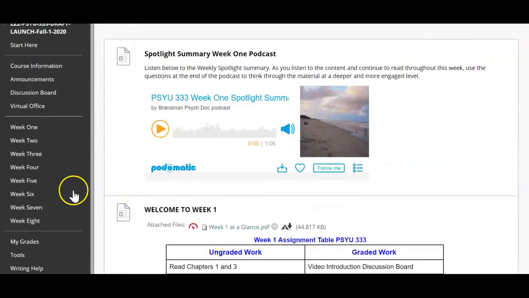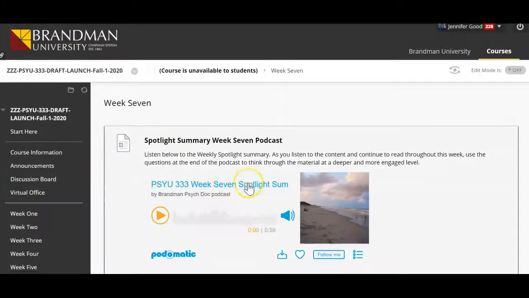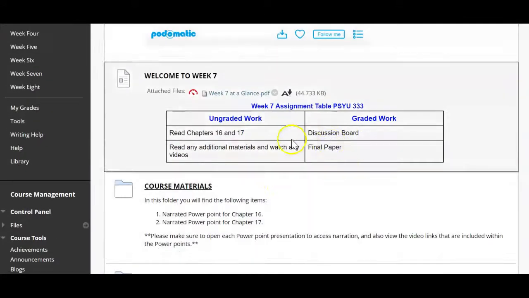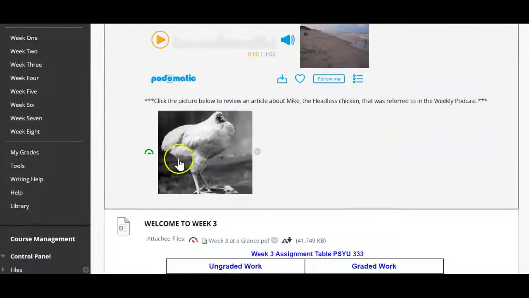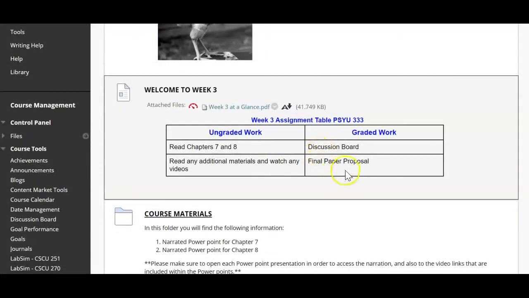Also, you will notice your final assignment that is due within week 7. There are 2 steps. The final assignment is due in week 7. However, in week 3, there is a final assignment paper proposal.